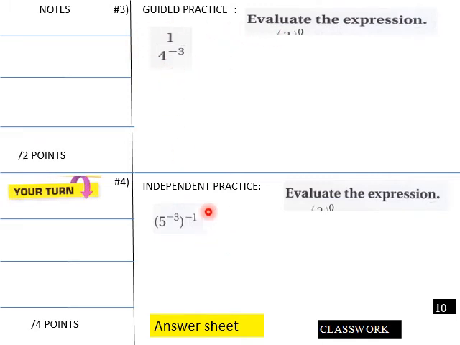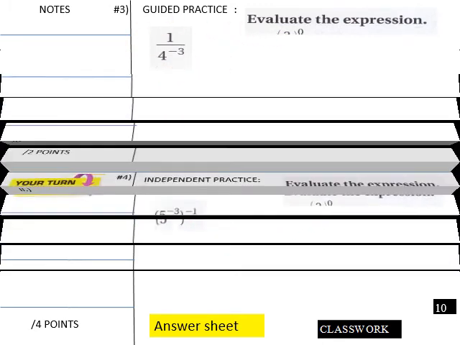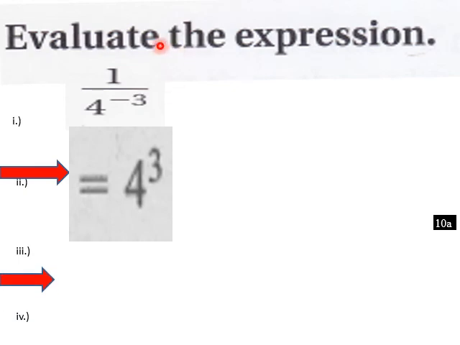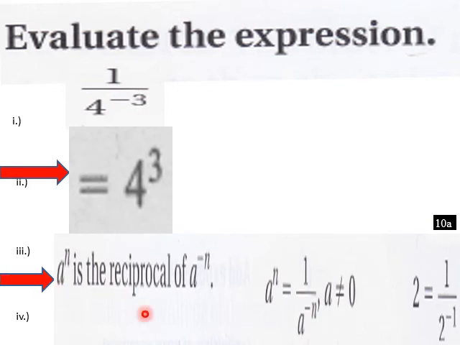Okay, our next guided practice here. We're going to do this one. Students, this is on you down here. For 1 over 4 to the negative 3, this flips up because we have a negative exponent here. A to the n is the reciprocal of a to the negative n. A to the n is 1 over a to the negative n. So 2 would equal 1 over 2 to the negative 1. So here, this would be 4 cubed over 1.